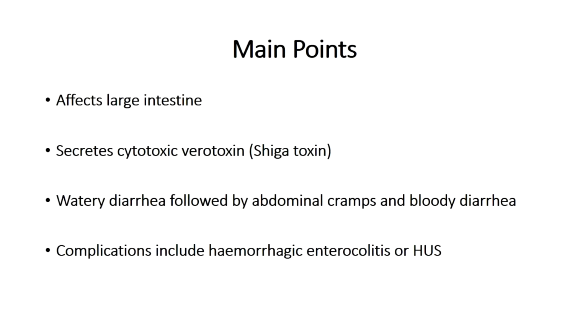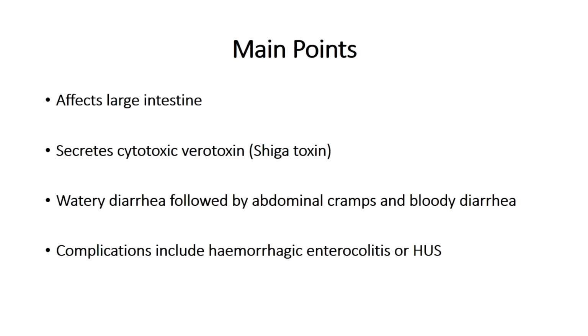So the final strain of E. coli we're going to talk about in our section is enterohemorrhagic E. coli. It's probably the most important strain you need to know about. In terms of the general picture, enterohemorrhagic E. coli affects the large intestine.